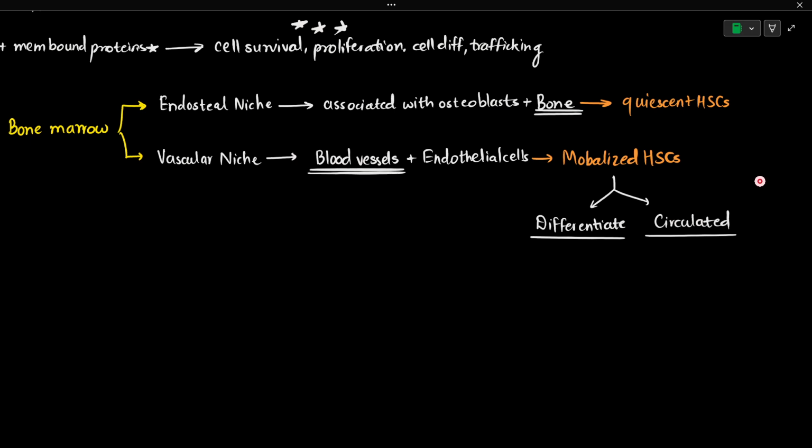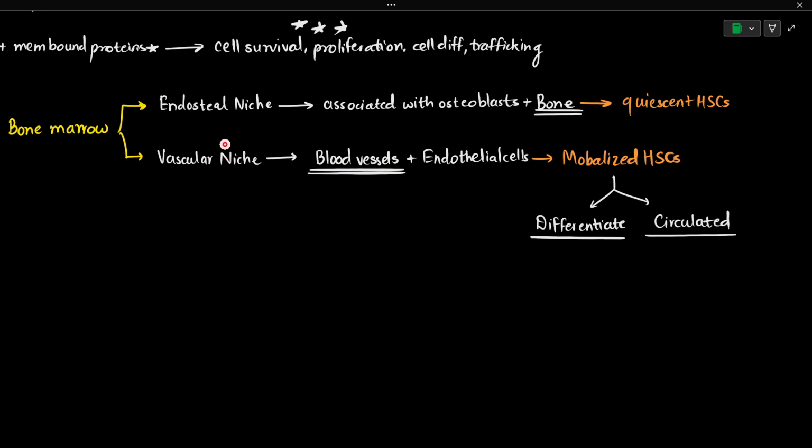Those hematopoietic stem cells which are mobilized can either get differentiated in the circulation, or they can simply circulate. They can still maintain their hematopoietic stem cell like property, and circulate all over the blood. So this choice of differentiating or staying in circulation will be made by the hematopoietic stem cell in the vascular niche.